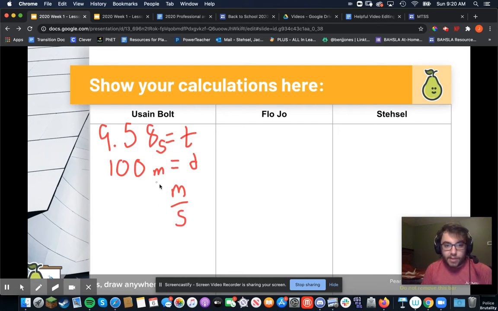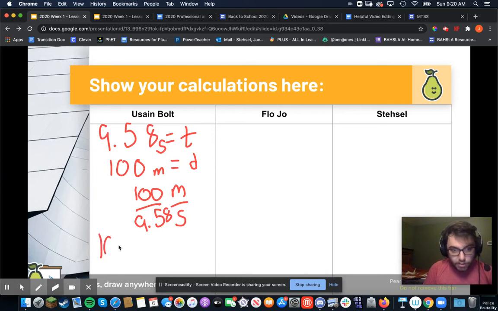So if we match the numbers to these little variables, these little units, we would have 100 divided by 9.58, which, let me quickly calculate, was 100 divided by 9.58, 10.4, 10.4 meters per second.